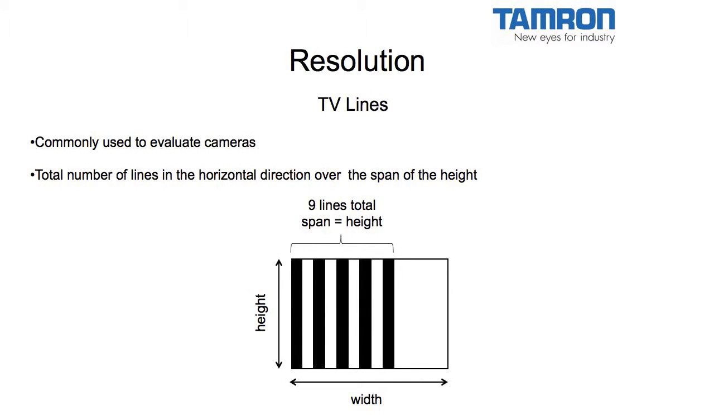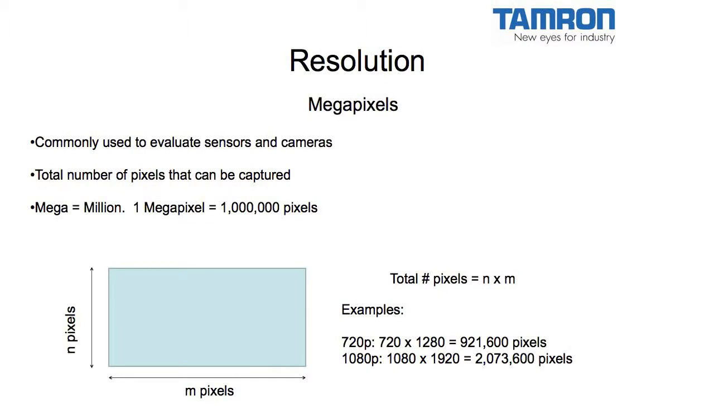TV lines is another unit of measure of resolution and is commonly used to evaluate cameras. TV lines is defined by the total number of black and white lines in the horizontal direction over the span of the height. Although megapixels is a unit commonly used to evaluate sensors and cameras, it can also be used to define the resolving power of a lens.